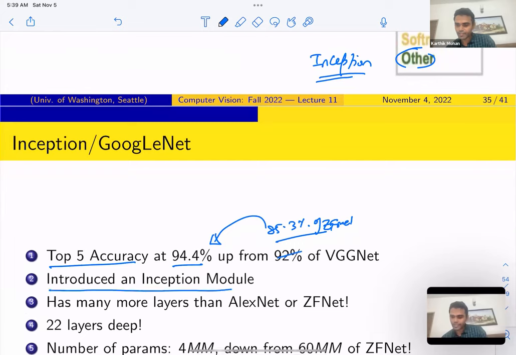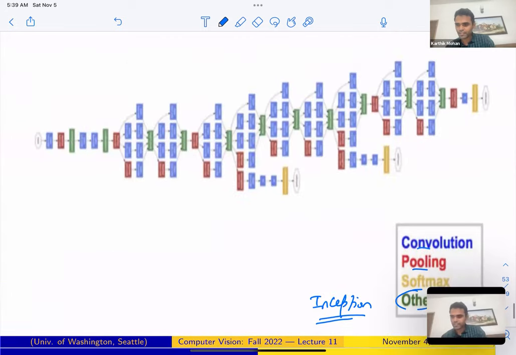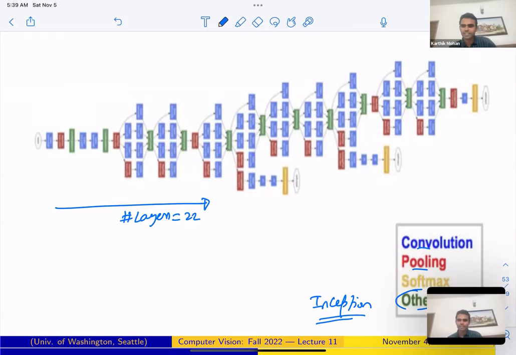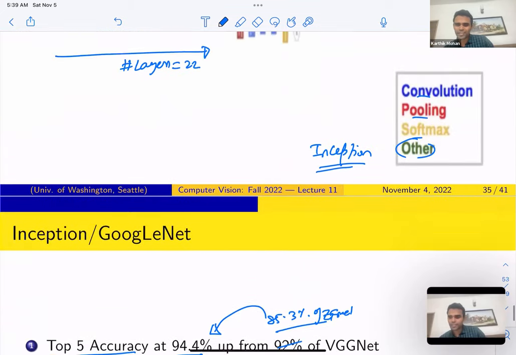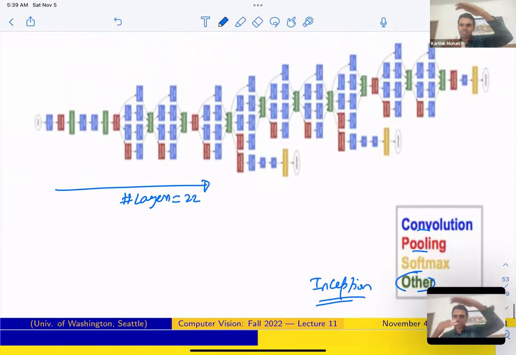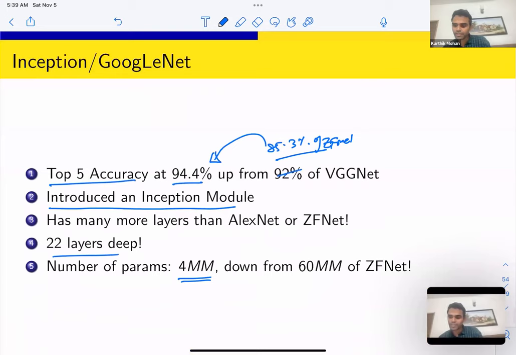They introduced the Inception module, which is new in the architecture. So there's convolution, but there's also the Inception module. It has many more layers than AlexNet or ZFNet. It is 22 layers deep. That's a lot of layers. But surprisingly, even with so many layers and such a complicated architecture, the number of parameters is 4 million, down from 60 million for ZFNet. So how did they do that? Well, the number of layers does matter for the number of parameters, but also the depth of the layer makes a difference. If you're smart about using a smaller depth, you can get away with having fewer parameters. So they only have 4 million parameters, which is less than ZFNet, and definitely less than VGGNet, right?